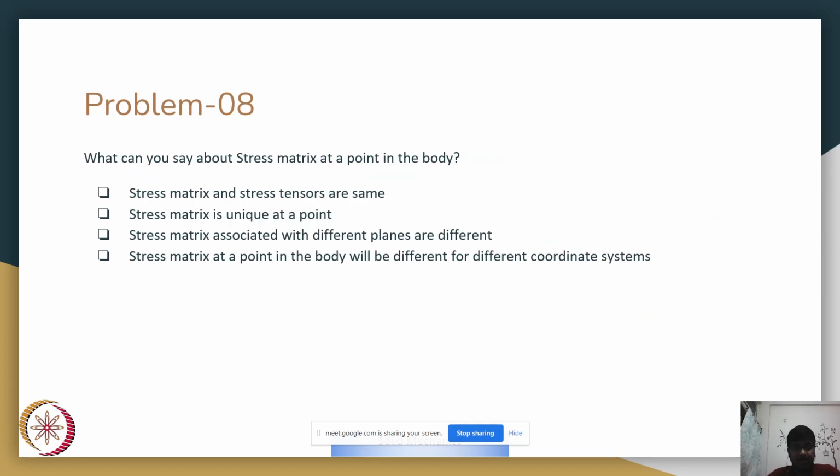So, okay, what can you say about the stress matrix at a point in the body? They are using the word matrix, so it means not this, it actually means this. So this is what they are asking about. The first question I would like to ask is, is this always the same regardless of, say, the coordinate system that you have?